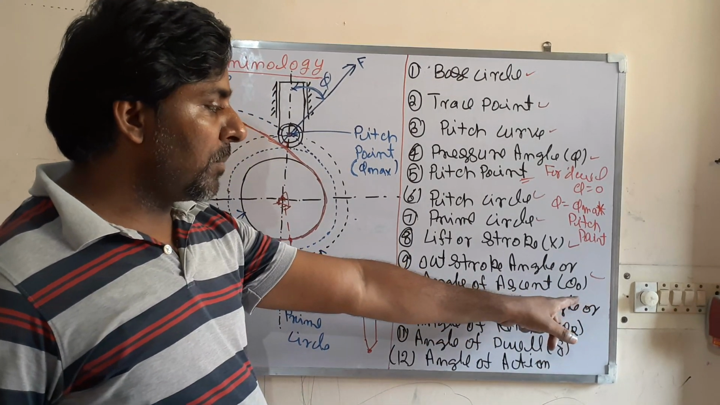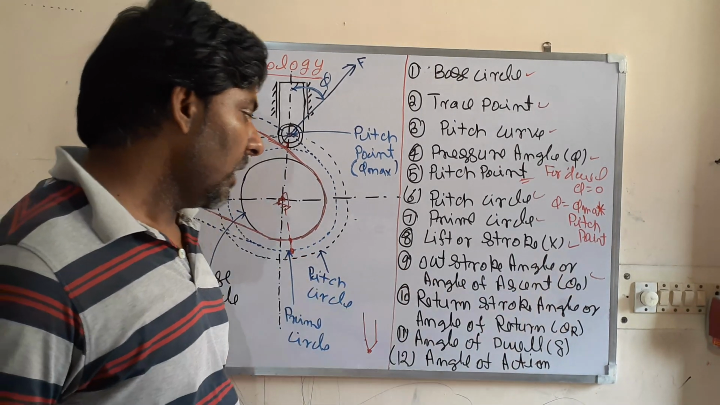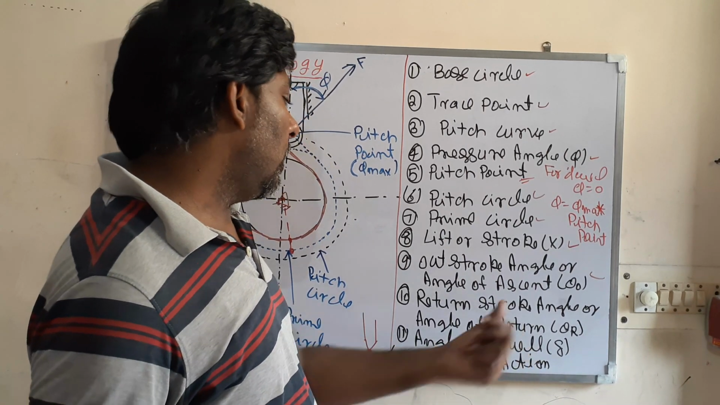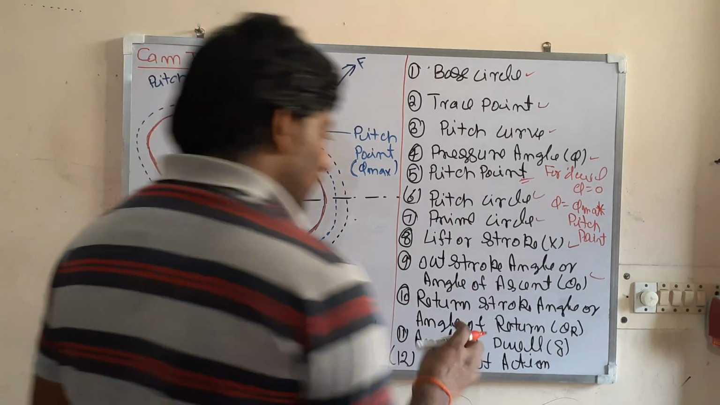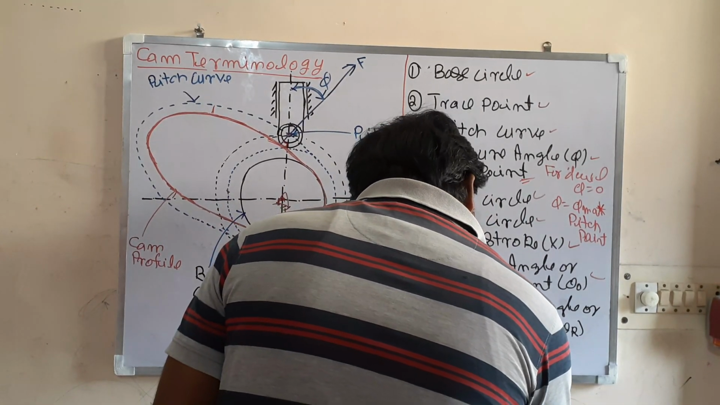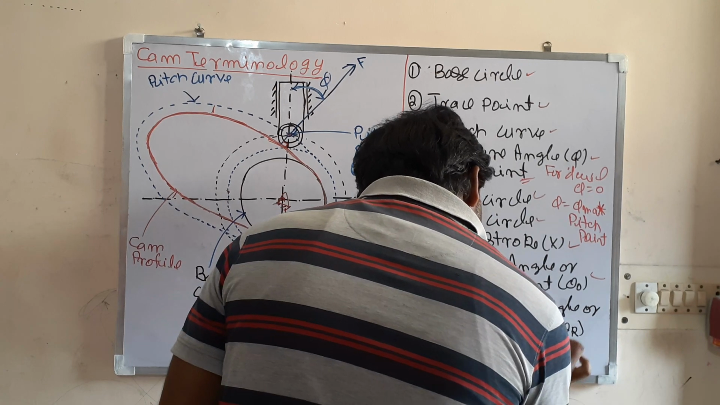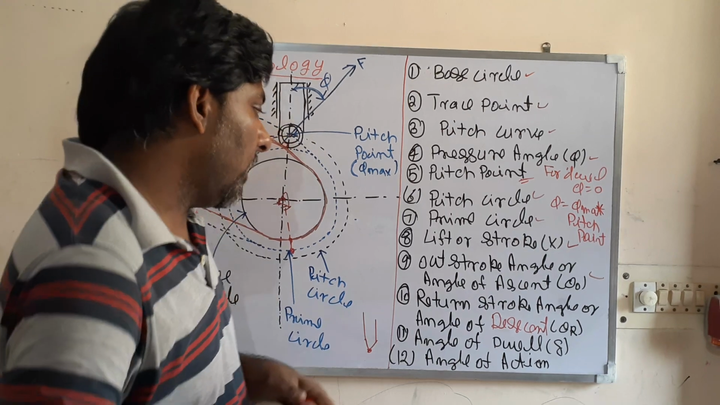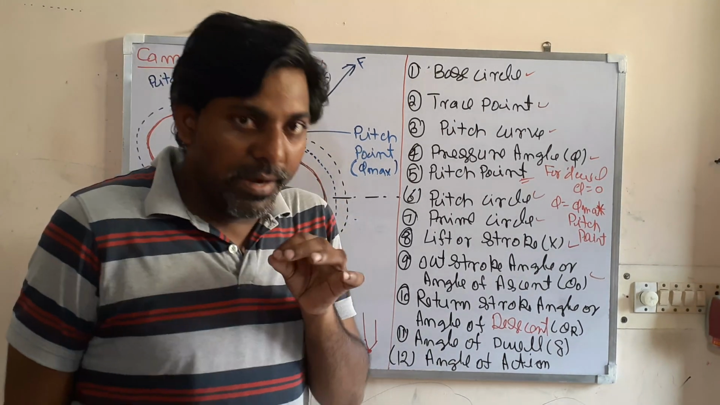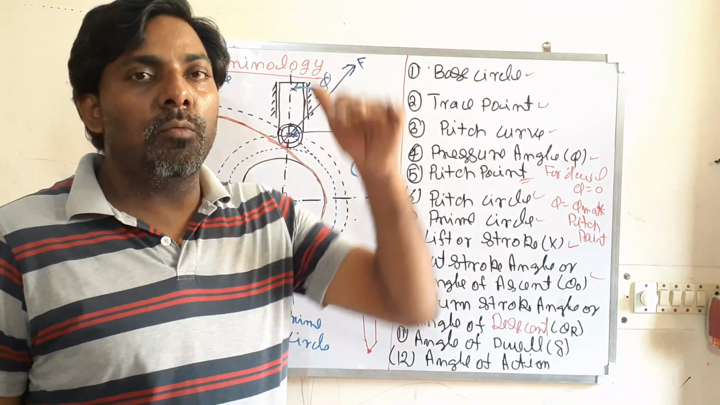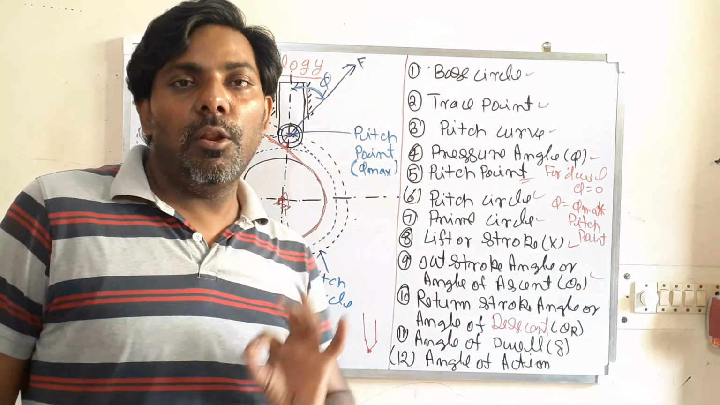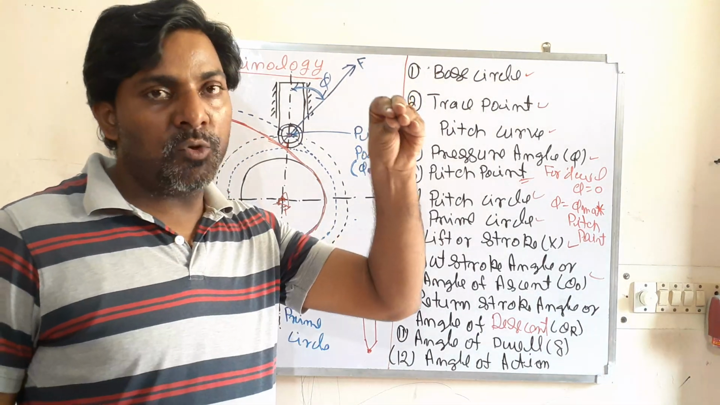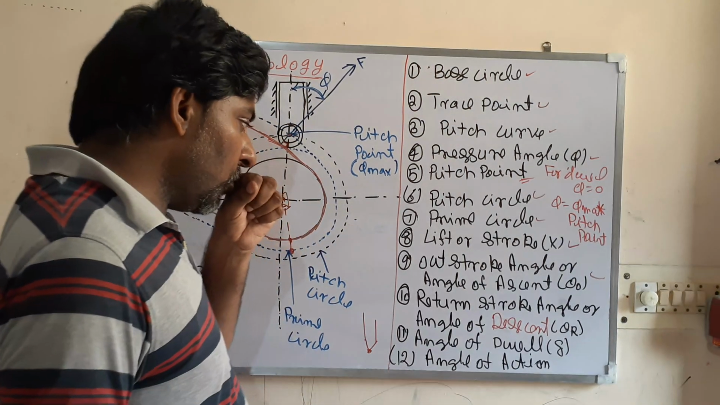In the analysis, the outstroke angle is represented by theta naught. Next is the return stroke angle or angle of return, also called the angle of descent. It is represented by theta r. What is the angle of return or angle of descent? It is the cam rotation angle for which the follower is moving from the topmost position to the lowermost position.